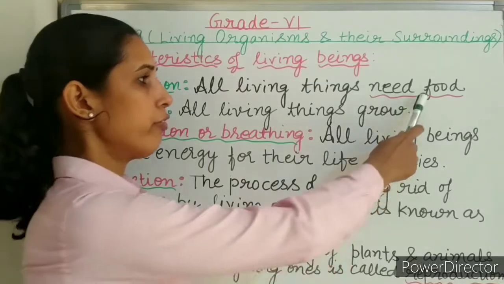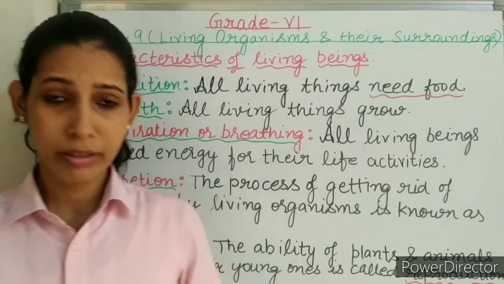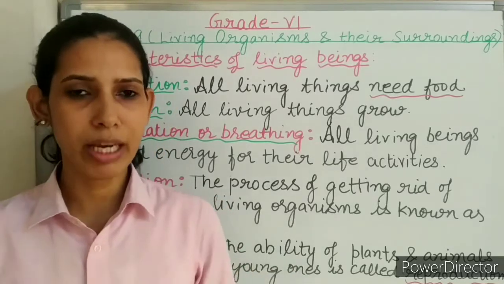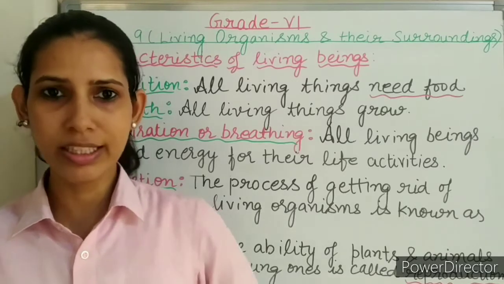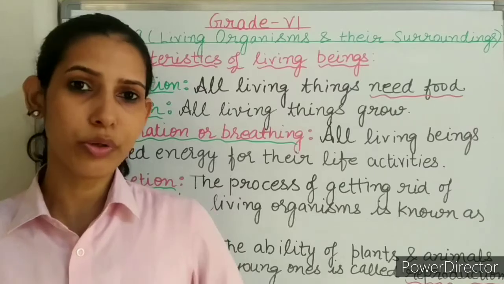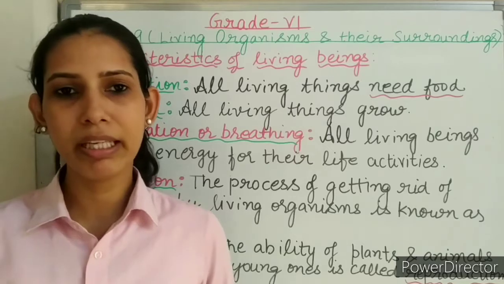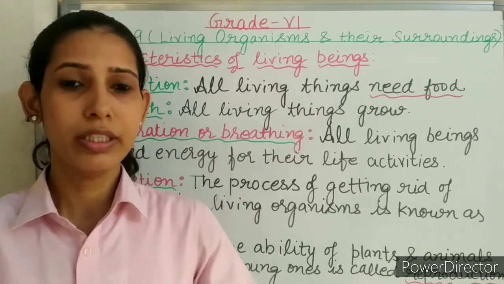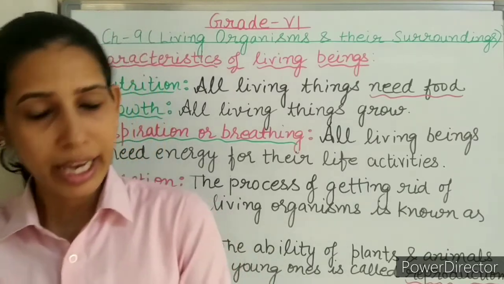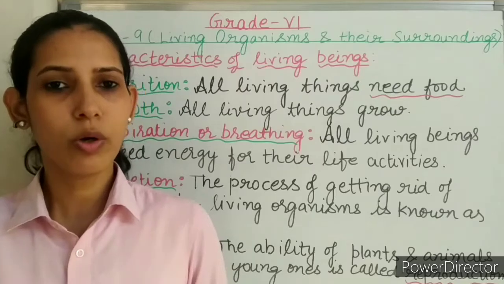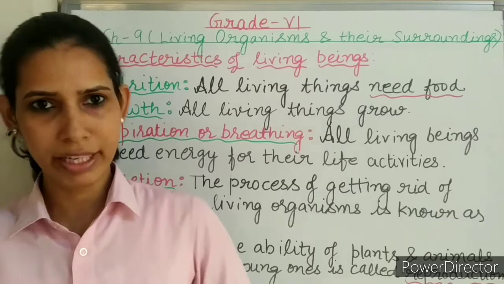All living things need food. All living organisms need food for their survival. If we take the example of plants, plants have the ability to prepare their own food by the process of photosynthesis. So we call plants autotrophs because they can prepare their own food. Human beings and animals are dependent on others for food. For example, we are dependent on plants and animals for food. So we are known as heterotrophs. But all living things need food for survival.